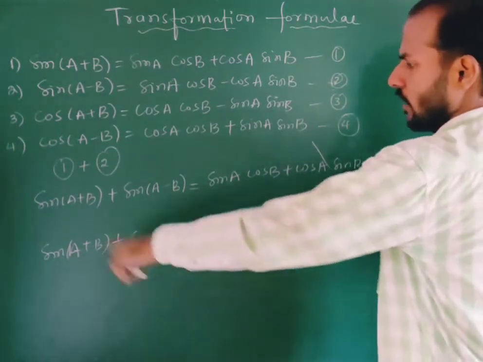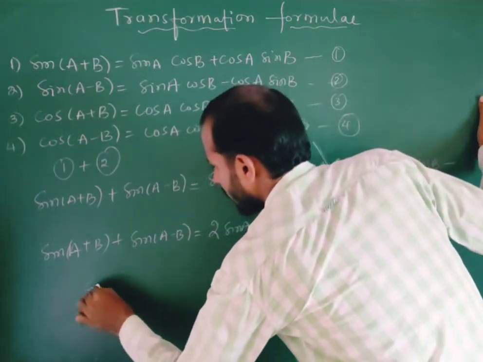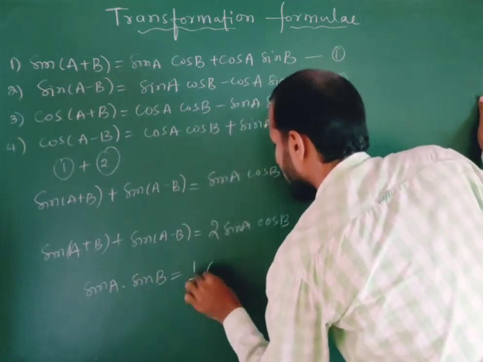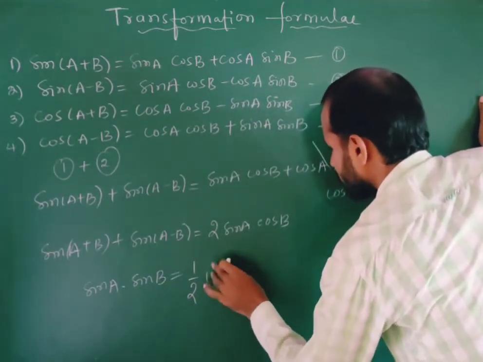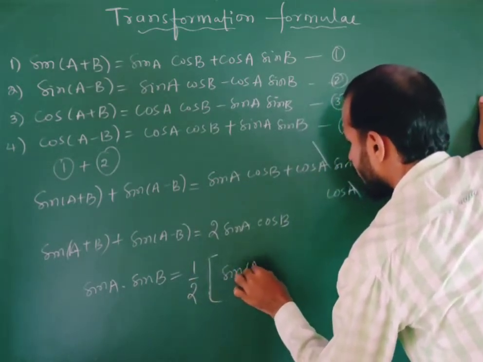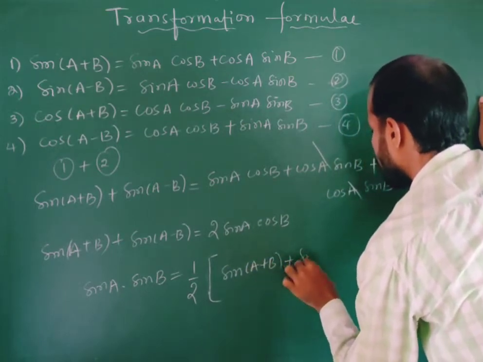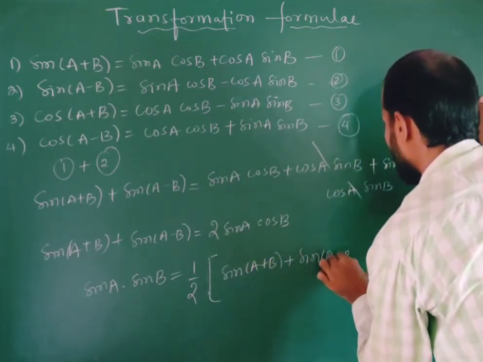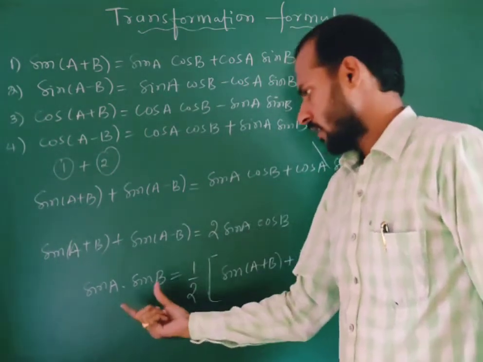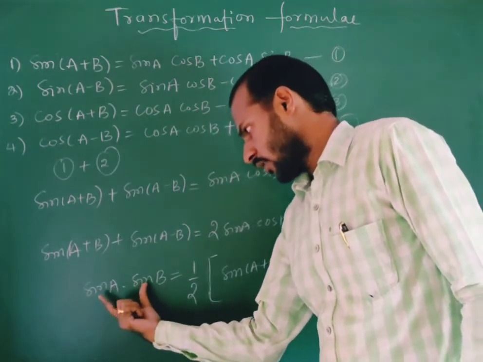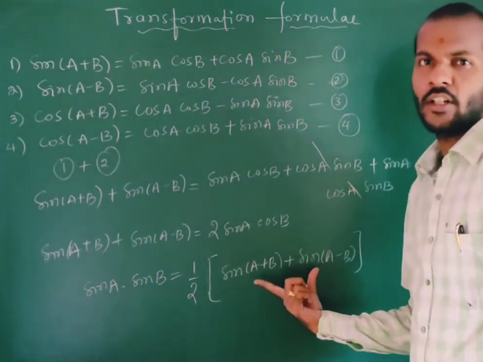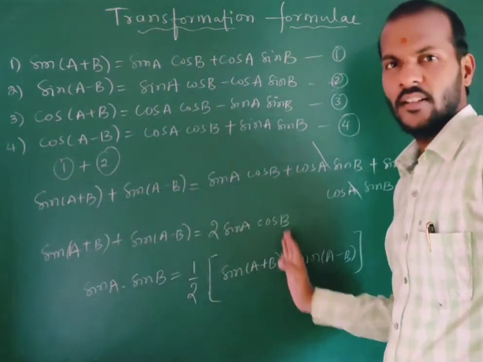Finally, we can write it as 2 taken to the LHS. What we get? sin A cos B equals 1 by 2 times sin(A+B) plus sin(A-B). It is the first formula: the product of two trigonometric functions into the sum of two trigonometric functions. Product to sum here, right?